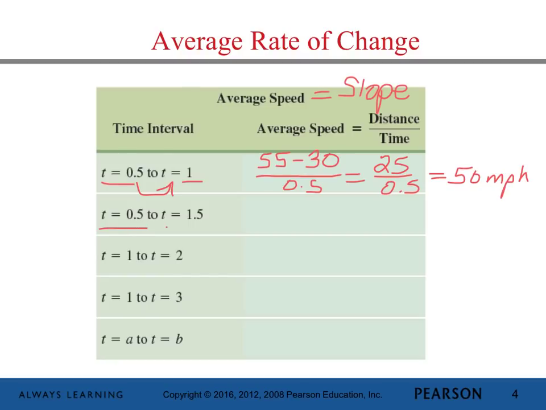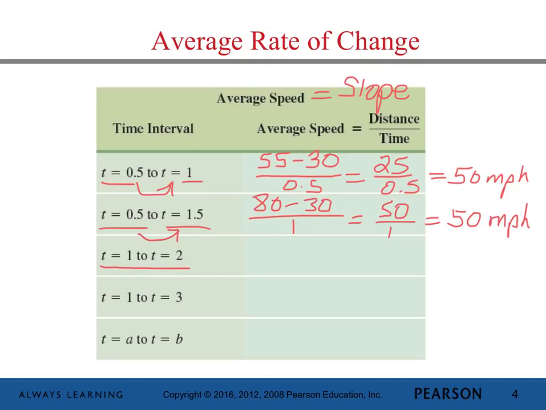And from a half an hour to 1.5 hours, returning again, minus the 30 miles from the half hour. And this is a time difference of 1 hour. So 80 minus 30 is 50 divided by 1, which again gives us 50 miles per hour. And we've already seen from 1 hour to 2 hours that our average speed was 55 miles, which gave us the 49 miles per hour.